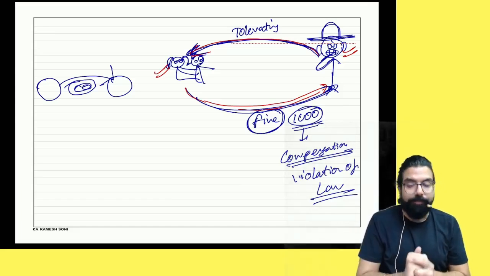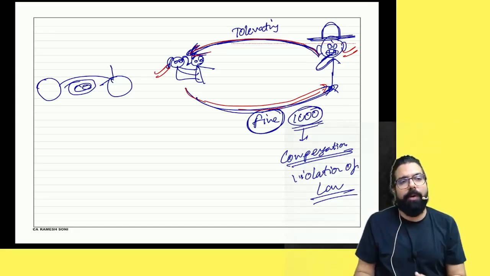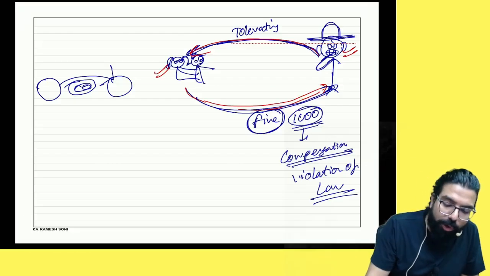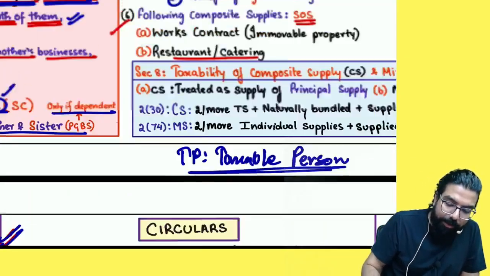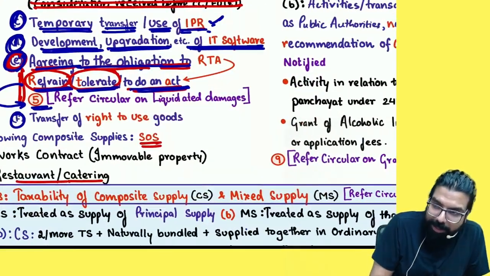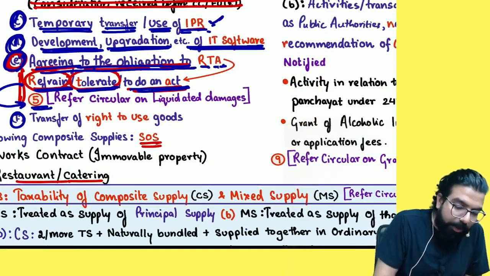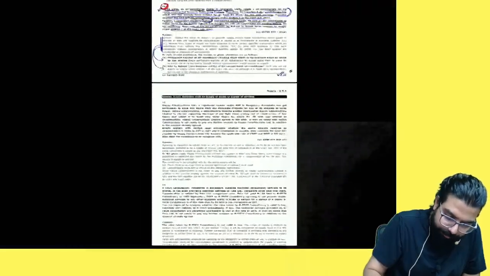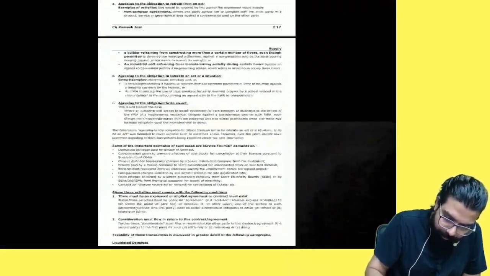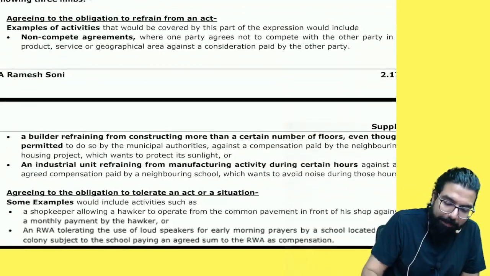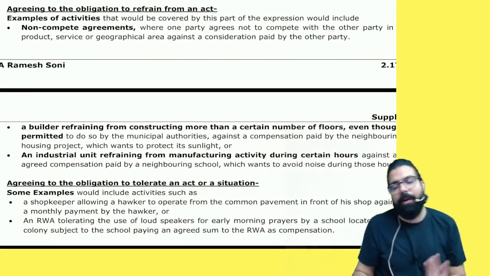Everyone sit straight, hands down everyone. Now let's understand the circular. Listen. First I want you to understand, when they say agreeing to the obligation to refrain, tolerate, or to do an act, what do they mean? For this, actually in your textbook, one big circular is there. Here. But I will tell you the gist of the circular so that you can understand it easily.